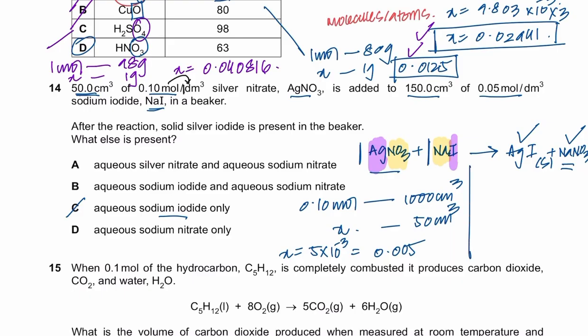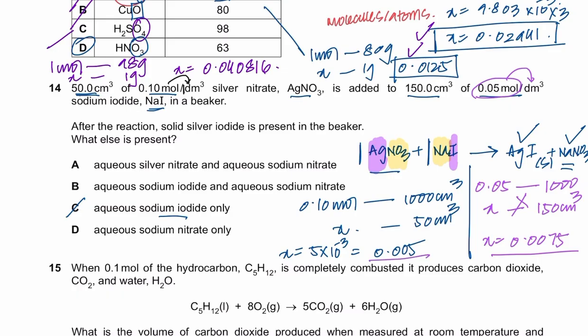And let's find the moles of sodium iodide. You know that you have 0.05 moles in 1000 centimeter cube of sodium iodide. So this many moles are in 1000 centimeter cube. How many moles would you have if you had 150 centimeter cube of sodium iodide, right? You cross multiply, X equals 150 times 0.05 divided by 1000. That gives me 7.5 into 10 raised to the power minus 3, which is also equal to 0.0075. Now which one is greater, 0.0075 or 0.005? Obviously 0.0075 is greater. Think about it like this, this 5 would round off and you would have 0.008, right? And this is 0.005. 8 is obviously bigger than 5.